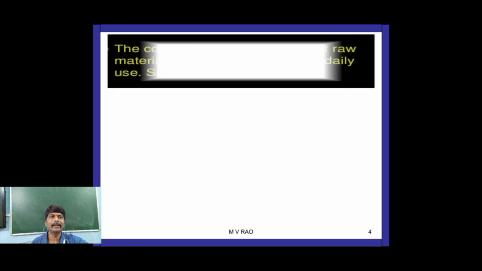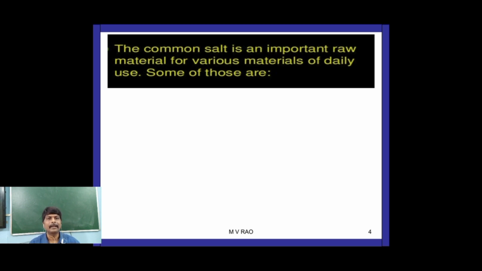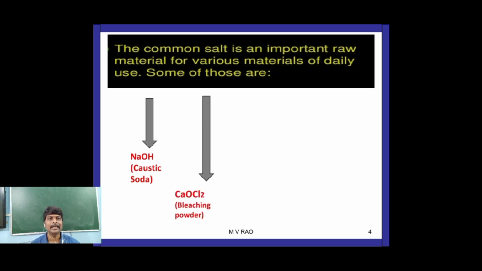Okay. Next one, the common salt, sodium chloride, is an important raw material for various materials of daily use. By using sodium chloride, you can prepare so many types of substances. For example, NaOH, sodium hydroxide. For preparing sodium hydroxide, what is the raw material? Salt, sodium chloride, common salt. Second chemical is bleaching powder. We are using caustic soda in the form of soap. Bleaching powder we are using.